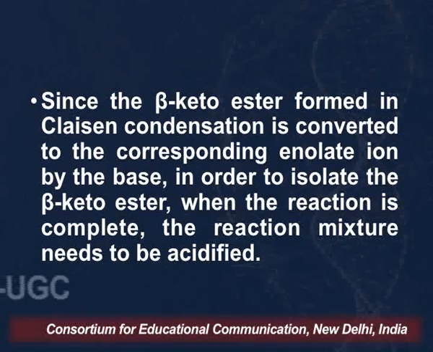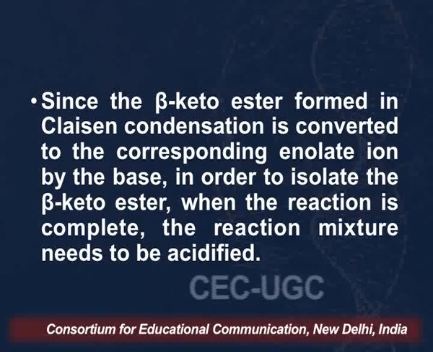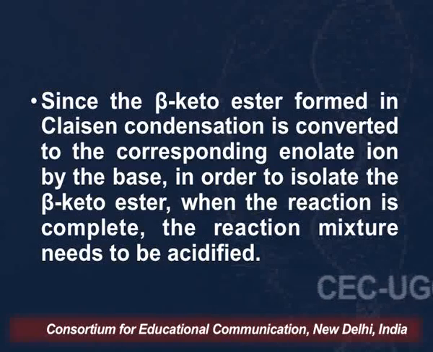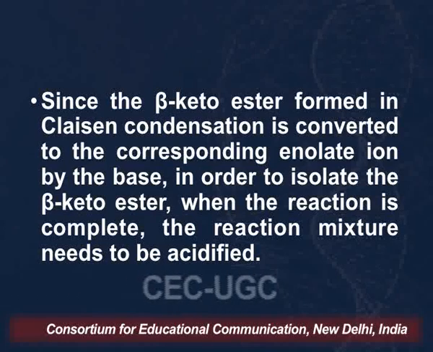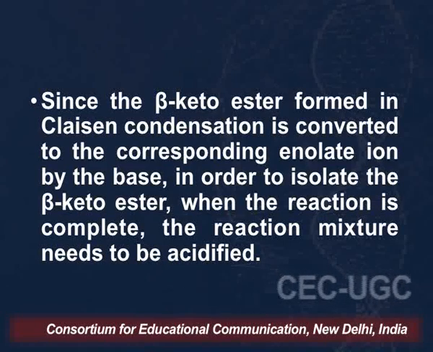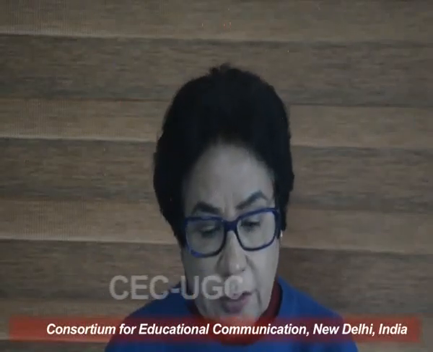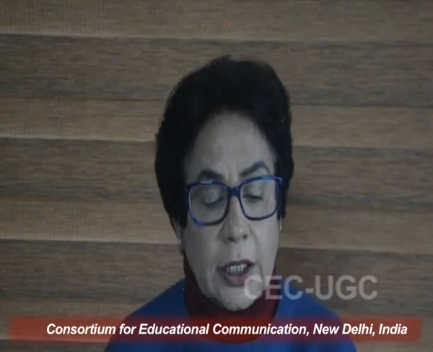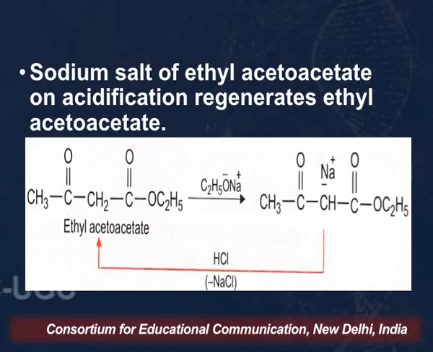Since the beta keto ester formed in Claisen condensation is converted to the corresponding enolate ion by the base, in order to isolate the beta keto ester when the reaction is complete, the reaction mixture needs to be acidified. That is the need here. Now see, as you can see here on your screens, I have shown both the reactions together so that there is no confusion. In the first case, we are getting sodium ethoxide, right?